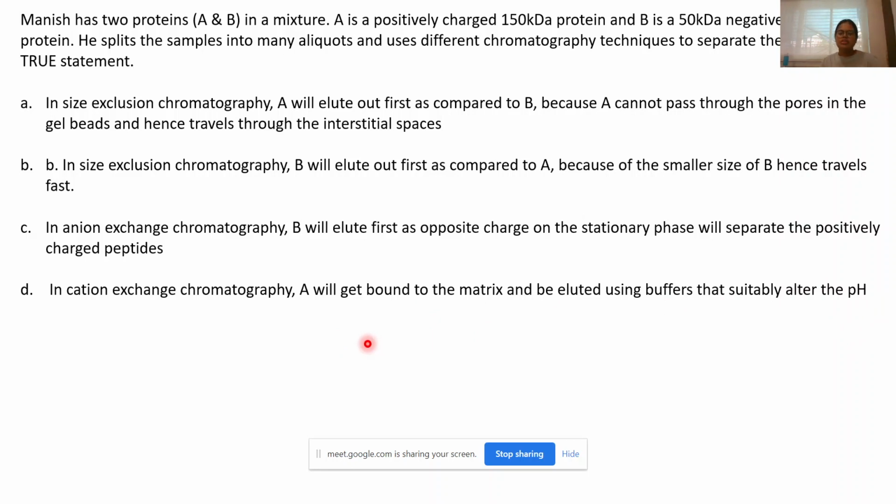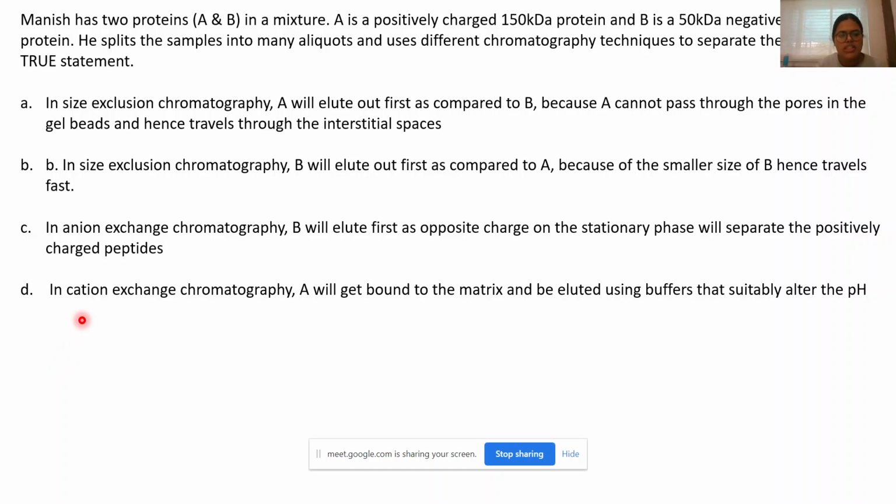So to elute that particular protein of interest after your separation is done, you have to pass certain different kinds of buffer, and that will alter the pH, and your bound protein will elute out after that. So option A and D are the correct options.